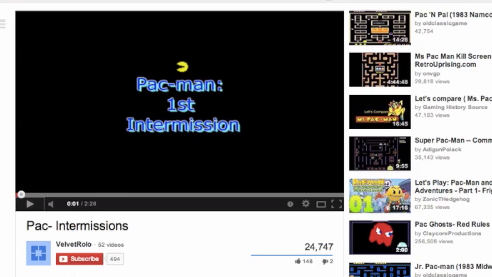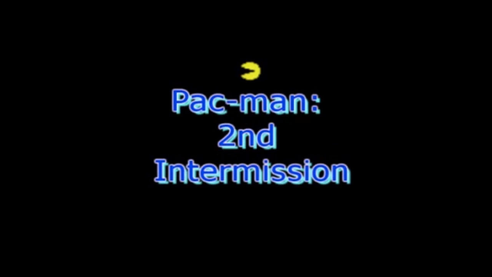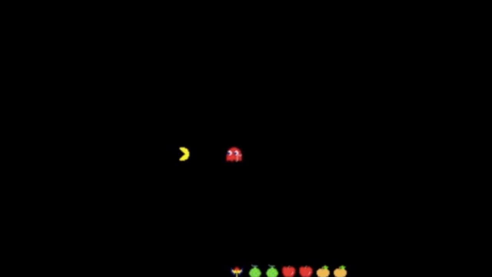Now, the first thing I want to be showing us here is the video, Pac Intermissions, as posted by Velvet Rolo. You'll see the red ghost was chasing Pac-Man. Pac-Man then chased the ghost back. In the next one, the red ghost tears its cape, or its cloak, on a nail. You can see its leg. In this third one, I'll be honest, I don't even know what that slug thing is.